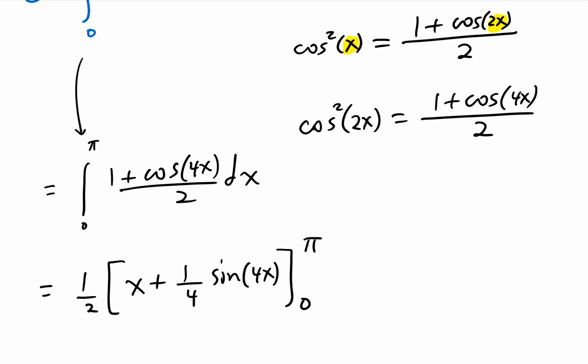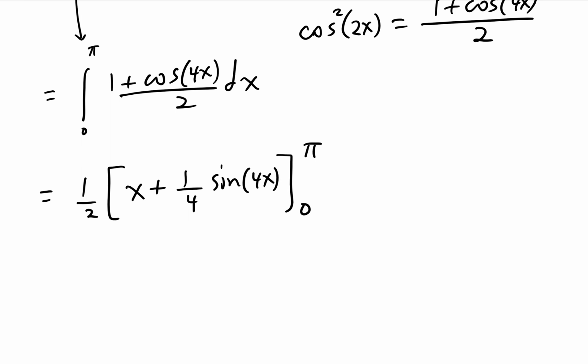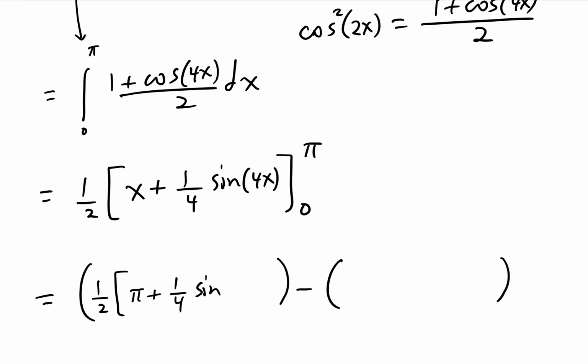Then we need to substitute the bounds. What are the bounds? So we open 2 parentheses. Substitute the pi, 1/4 sine 4 pi, minus the 0. So sine 0 is 0.